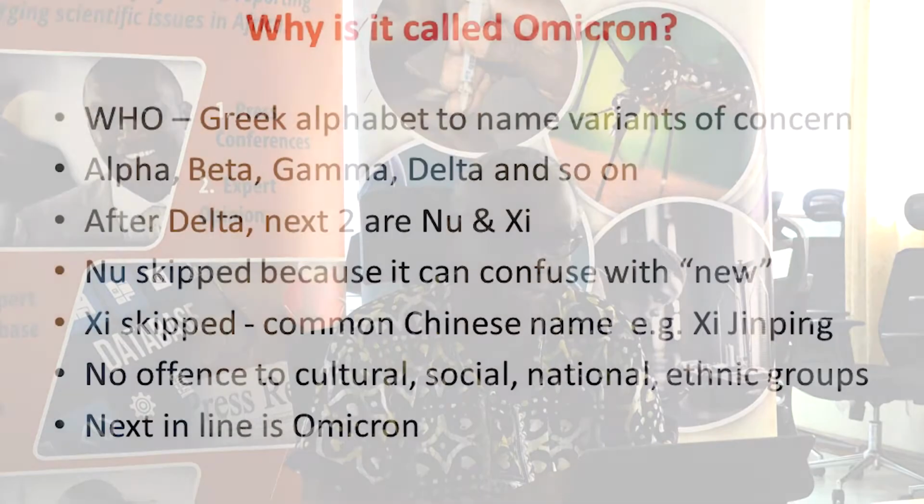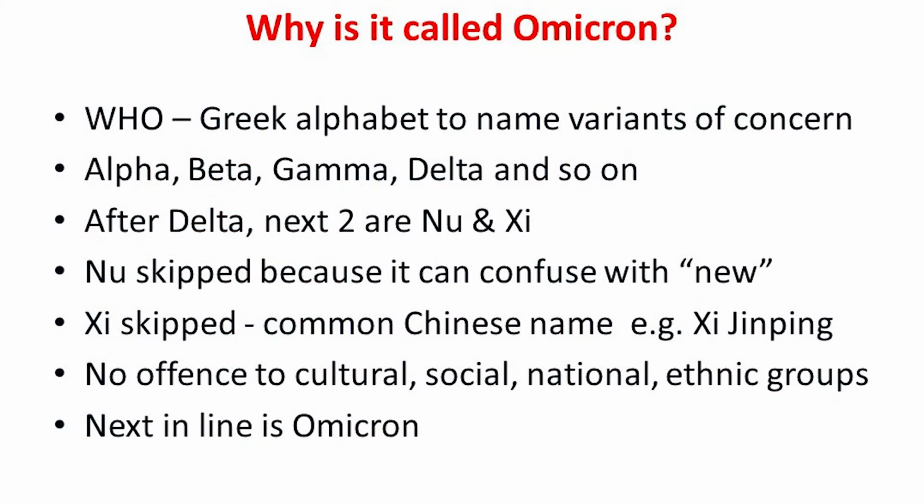Now, how the naming of these variants is based on the Greek alphabet. So why is this one called Omicron? If you look at the Greek alphabet, it starts with alpha, beta, gamma, delta, and so on.